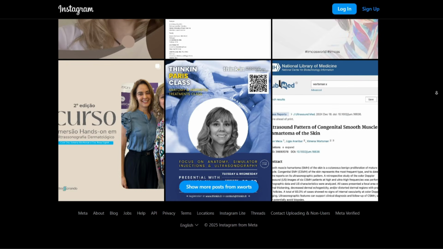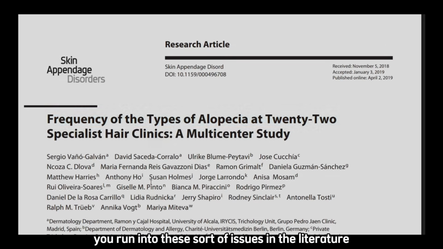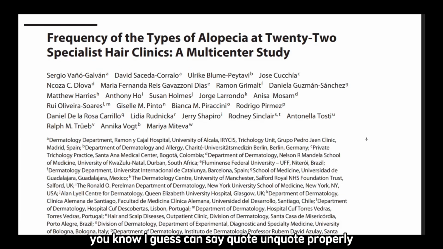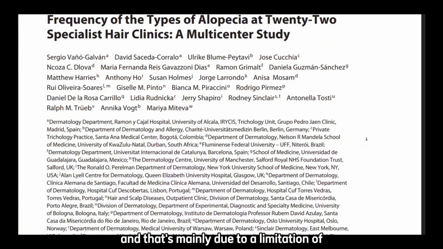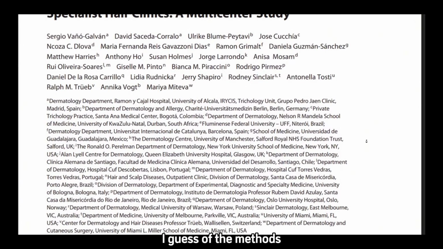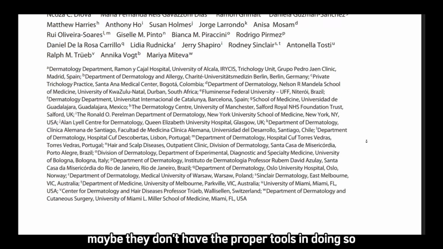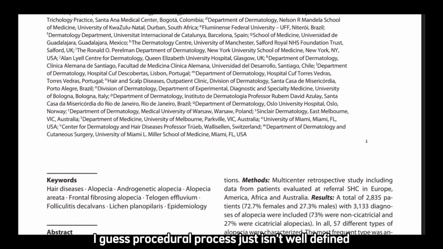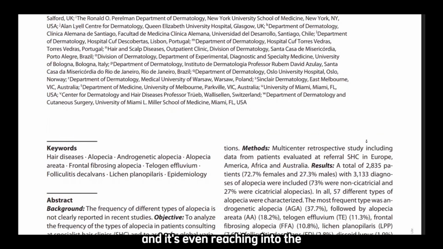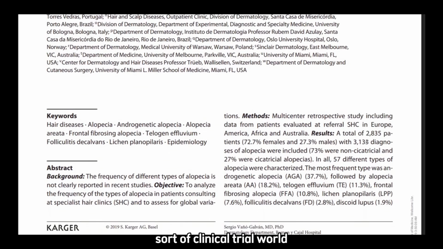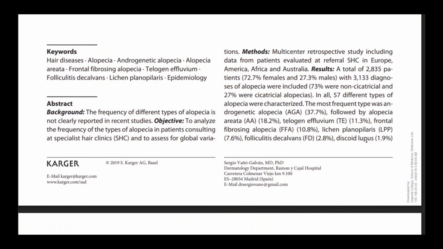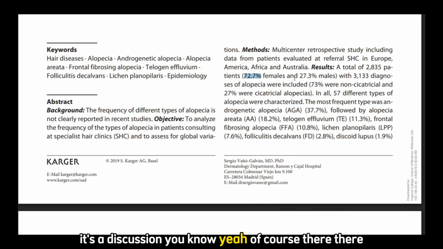Right? So you run into these sort of issues in the literature where some conditions aren't represented, I guess you can say, quote unquote, properly, and that's mainly due to a limitation of the methods. Maybe they don't have the proper tools, or maybe for whatever reason the procedural process just isn't well defined, and it's even reaching into the clinical trial world, as we just brought up. Yeah, it's a discussion.